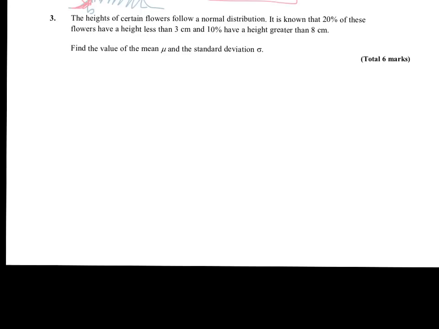It tells me that we're talking about the heights of flowers. It tells us that 20%, so that's 0.20, have a height of less than 3. So that's x is less than 3. And it tells us that 10% have a height greater than 8. Okay? So I'm just writing that information out. Just writing that out is going to get you method points. So make sure you write it out.